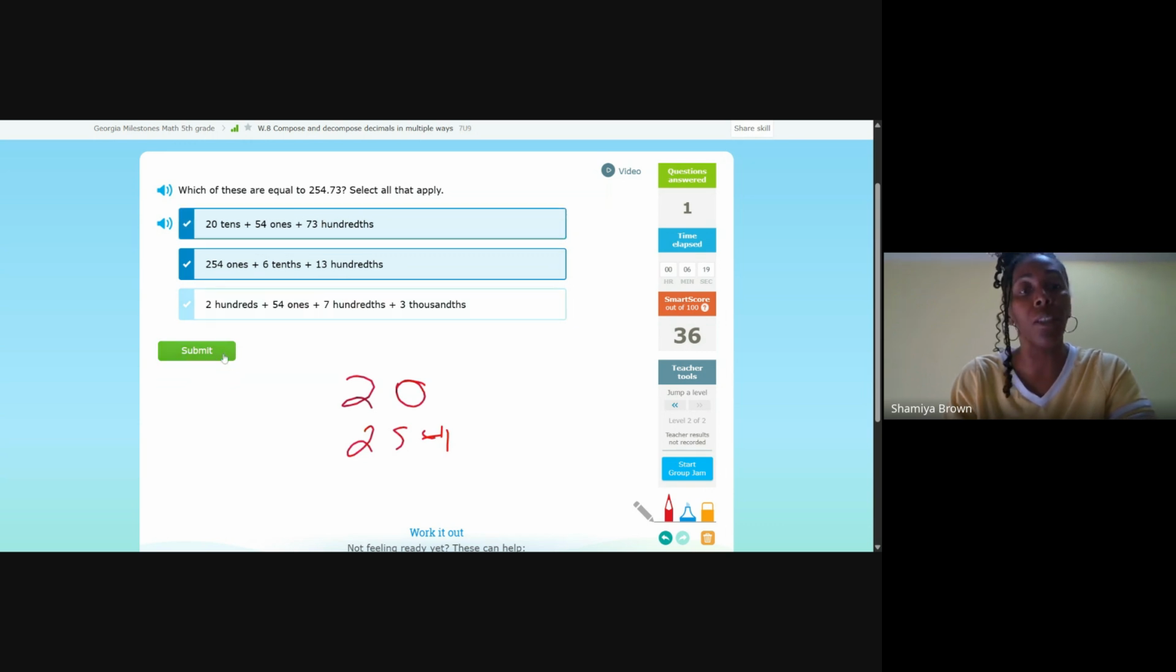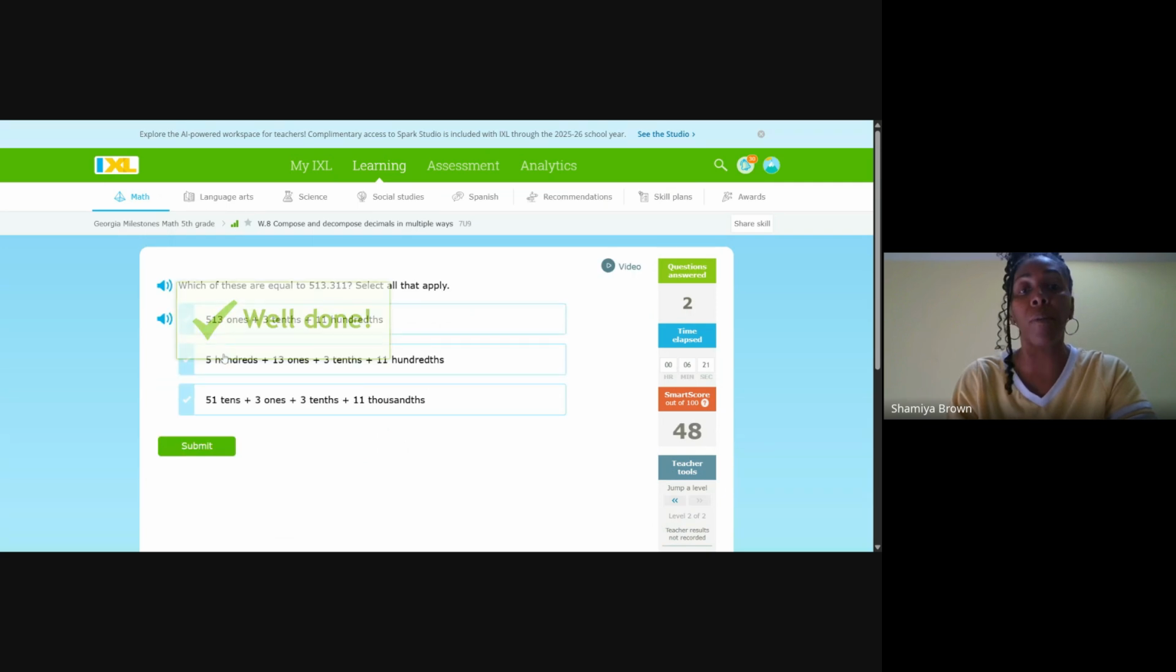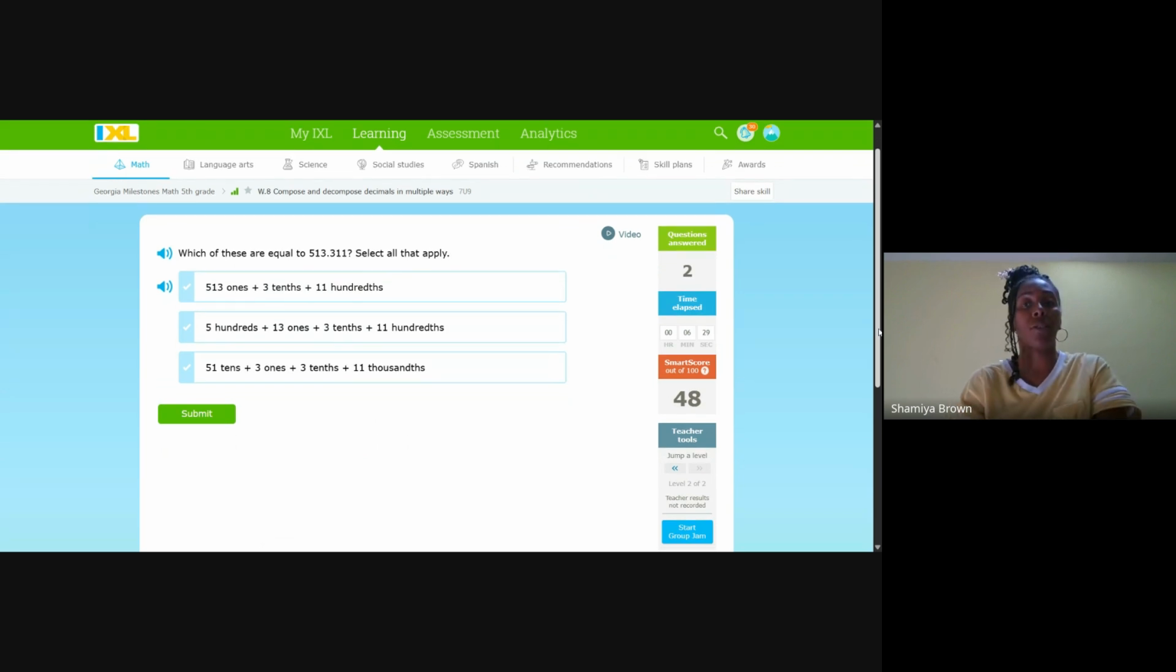So let me submit and see what it says. Yep, I was right. So that one would have been, I did do it right the first time. See what happens when you second guess yourself. I almost messed up. Next one says, which of these are equal to 513 and 311 thousandths? So I'll do another one of these since it's a little difficult.